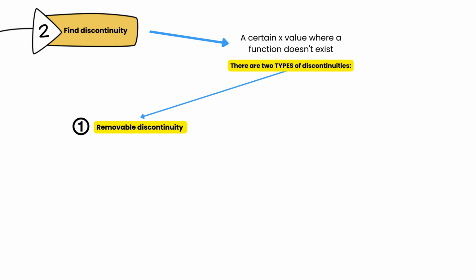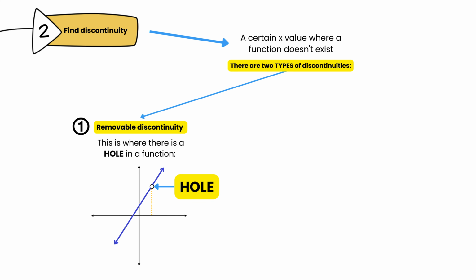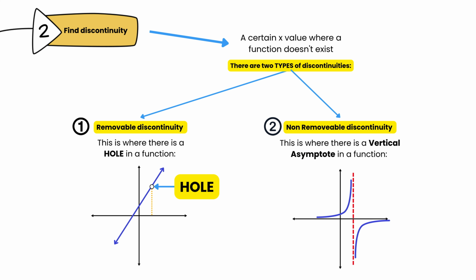1. Removable discontinuity. In plain English, this means there's a hole in the graph. At that specific x value, the function just doesn't exist. There's a little gap or missing point. 2. Non-removable discontinuity. This happens when there's a vertical asymptote. And we already know, an asymptote is like an electric fence.